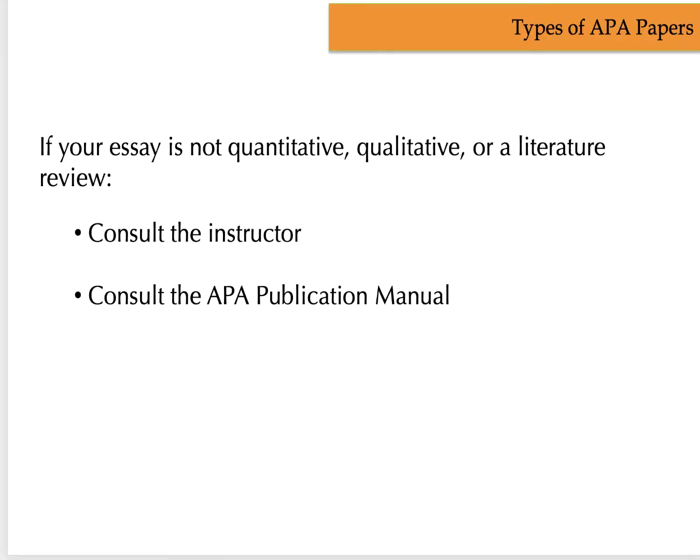So what happens if you've got papers that aren't quantitative or qualitative or a literature review? Well, it says either consult your instructor or go to the APA publication manual, and you can find that online as well. So the general format we're going to look at, if it's not quantitative, qualitative, or a literature review, we're actually going to look at the following 6 slides, I believe, and they're going to show us how to do the formatting, etc., on papers. So let's move on from that.